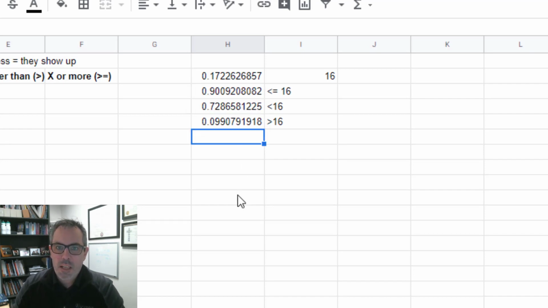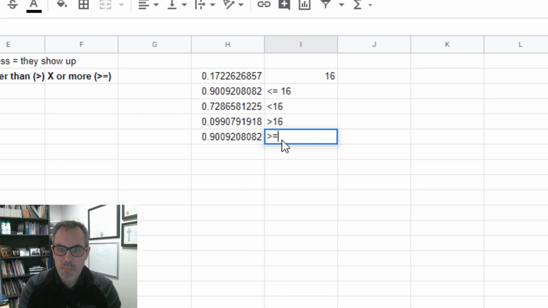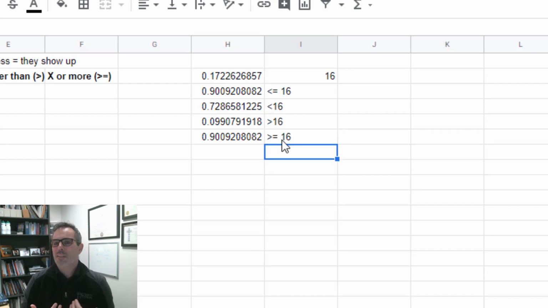Minus that. That's greater than 16. What if I want greater than or equal to 16? I can find the complement of less than 16, and that's greater than or equal to 16. So it's important to recognize how these things get put together, like when you're less than or equal to, greater than or equal to, or exactly.